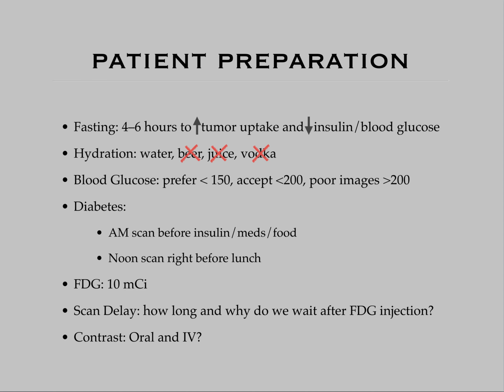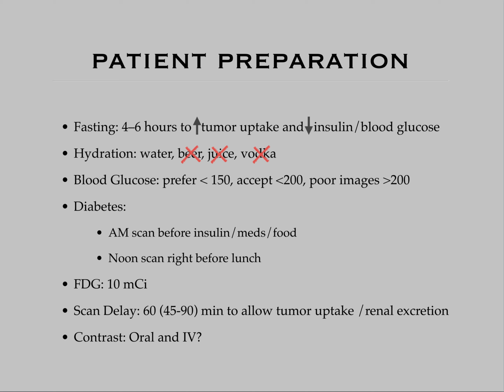For FDG, the typical dose is 10 millicuries, and this is the conventional scanner, time of flight. The time of flight equipment allows us to significantly reduce the dose, which is important for pediatric patients. Scan delay, we generally allow 60 minutes after the injection to allow the tumor to take up the FDG and to allow the kidneys to clear the blood pool and soft tissue FDG uptake. So right before starting the scan, we ask the patient to empty the bladder to minimize amounts of FDG with urine within the pelvis.